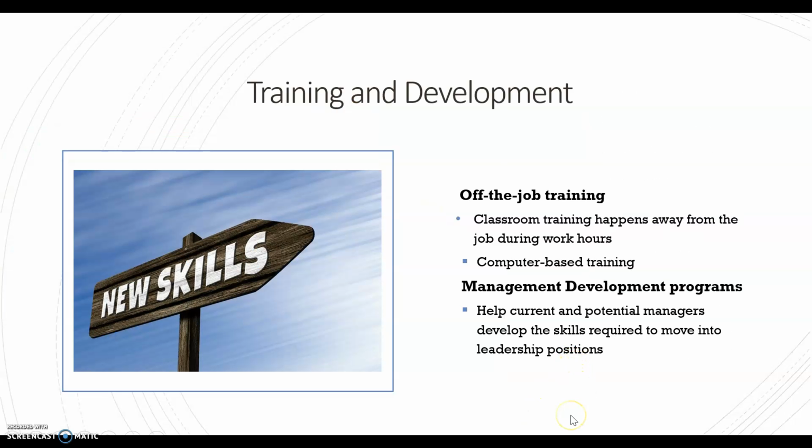All right. There's also off-the-job training that can occur in classrooms or at workshops, or that can be computer-based. A lot of times these are used for continued professional development. There are management development programs. For example, Sherwin-Williams is a paint store. They have a pretty extensive management training program where they hire people and train them with the idea that they will eventually manage their own store.